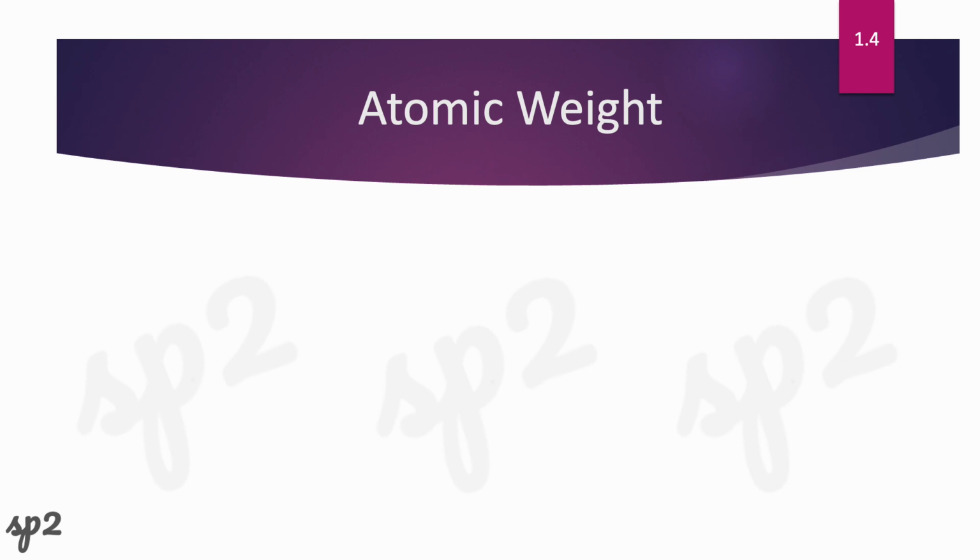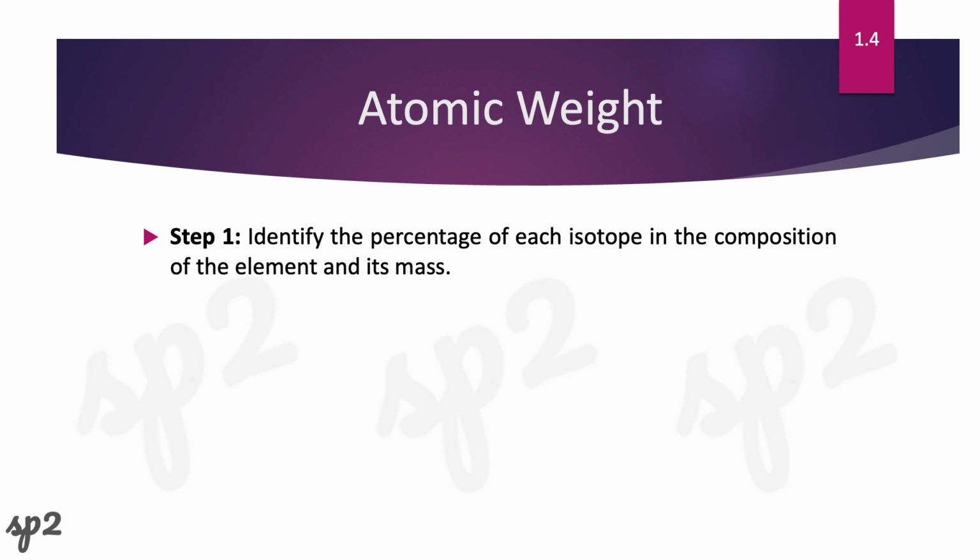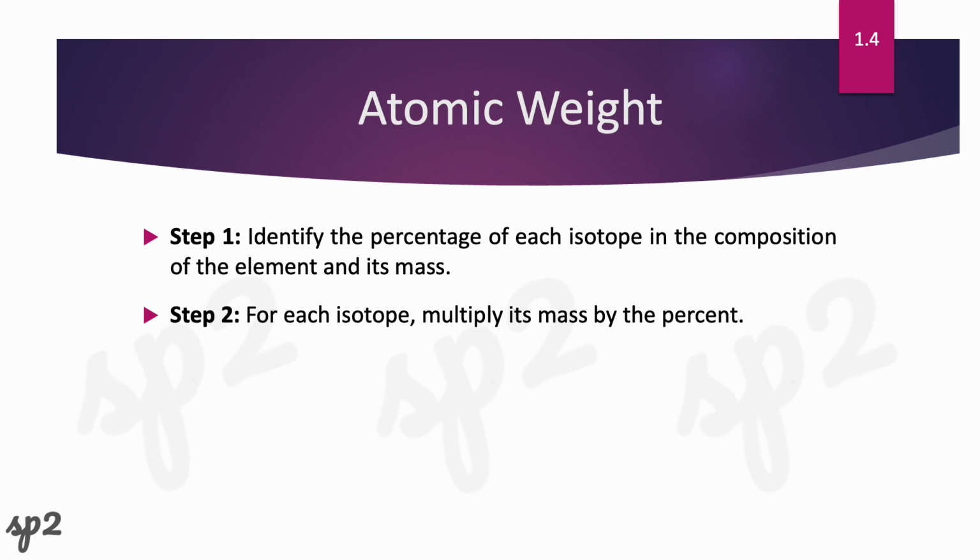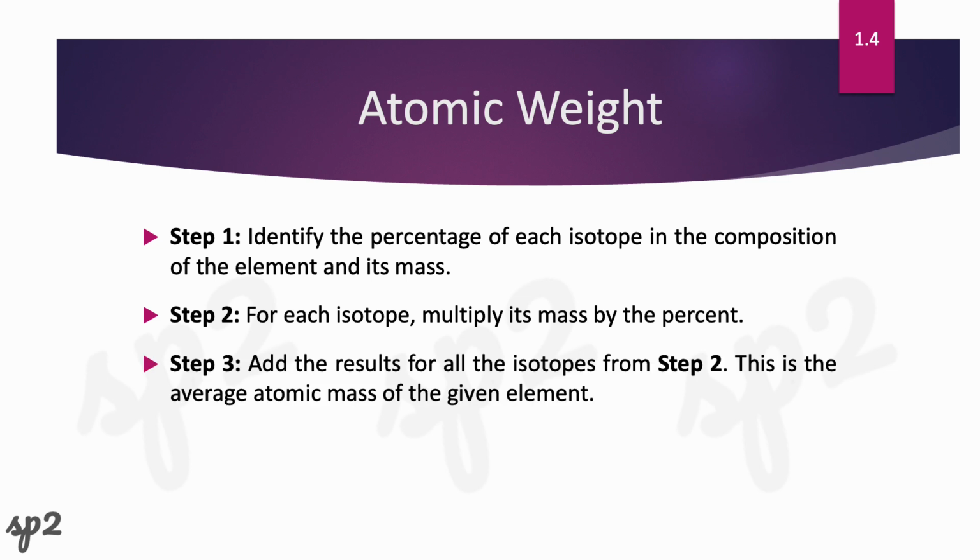So there are going to be a few steps here. Step number 1 is identifying the percentage for each isotope and their masses. And then we're going to multiply the mass by the percent. And then we're going to sum them up for all of the isotopes that are given to us. This is going to give us the average atomic mass, which is also known as the atomic weight.